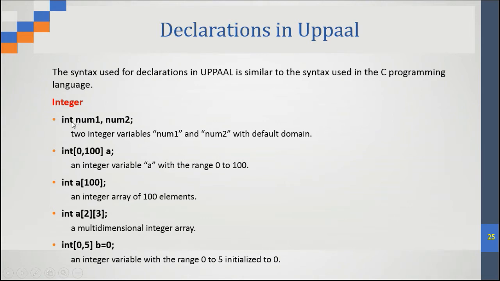As you see here, there is no range, so it takes the default range as we explained in the previous slides. Here we declare an array, not an integer variable, and this array has 100 elements. So here we have an array of 100 integers. The second one is also an array, but this array is a multi-dimensional array of type integer.